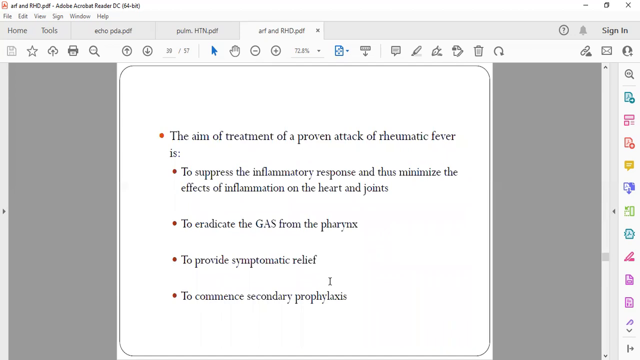Your main aim is to suppress the inflammatory response, because if you suppress the inflammation, there is less chance of damage to the other organs as well. You should eradicate the group A streptococcus from the pharynx, because if the streptococcus stays there, it will be immunogenic and keep triggering your immunity to hyperreact. You should also give symptomatic relief because the patient is having symptoms, and commence secondary prophylaxis so that you can prevent the patient from progressing into rheumatic heart disease.